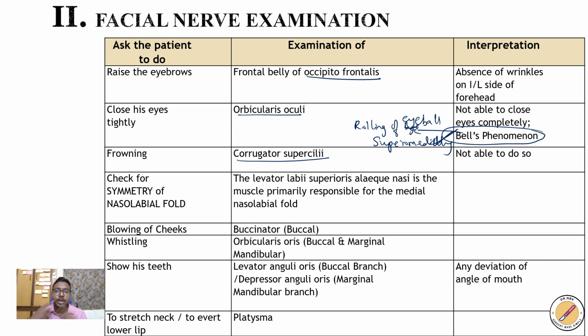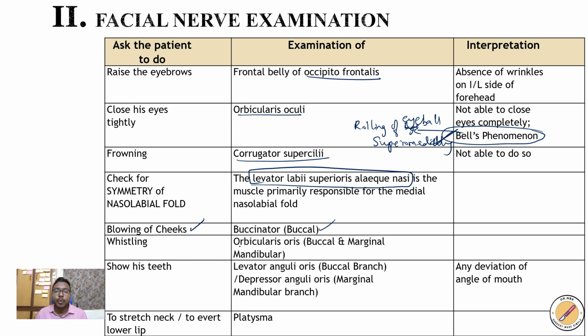Okay, right. Next, you need to observe for the nasolabial fold. I told you in the previous class, levator labii superioris alaeque nasi is the muscle which is responsible for the medial nasolabial fold. Whenever there is facial nerve paralysis, this nasolabial fold is lost, right? Then you will ask the patient to blow the cheeks. So the muscle related to this action is buccinator. So the buccal branch of the facial nerve will supply that muscle.